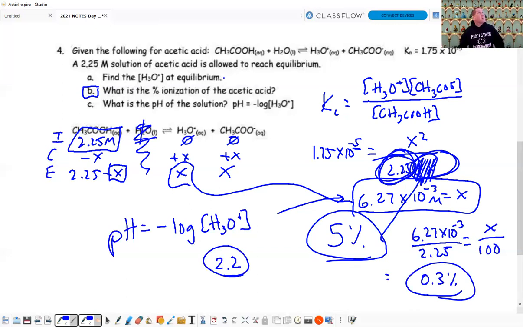This would be about the concentration that you have, actually maybe a little less, of acetic acid in an actual vinegar solution. Vinegar we know is acetic acid. It has a pH of about 2.2.